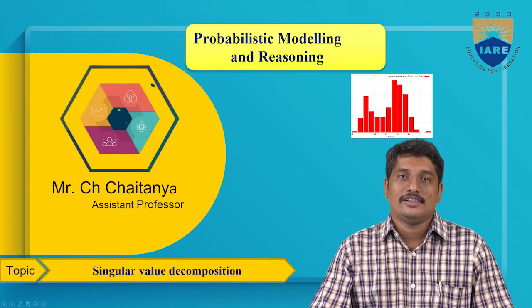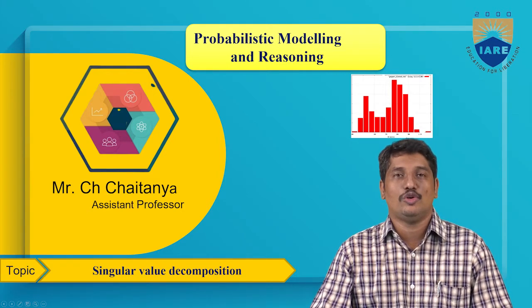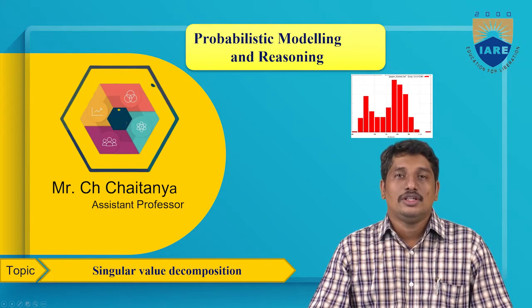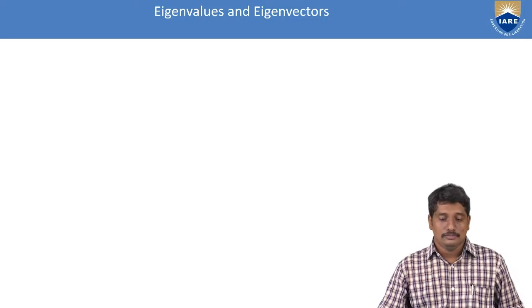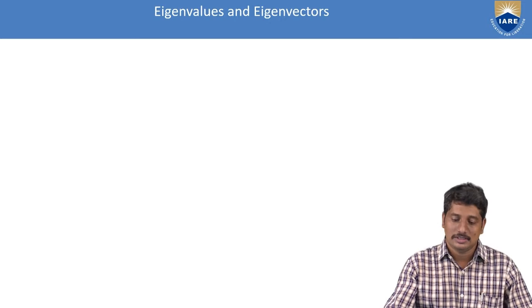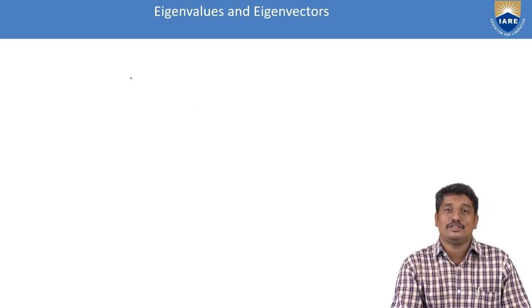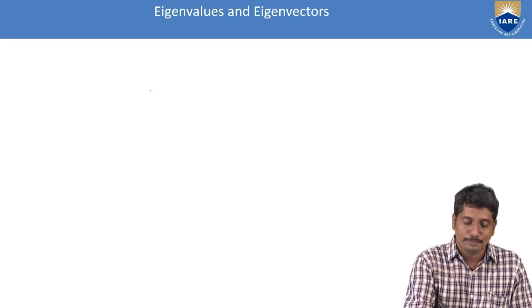As a part of our course curriculum, the probabilistic modeling and reasoning, today we are going to discuss the concept of singular value decomposition and its application in machine learning and image processing. So, let us look into the concept in detail. Before learning what is singular value decomposition of a given matrix, we must have a fundamental knowledge of eigenvalues and eigenvectors. So, I'd like to start with the concept of eigenvalues and eigenvectors and its fundamentals. Then I'll proceed to the singular value decomposition.